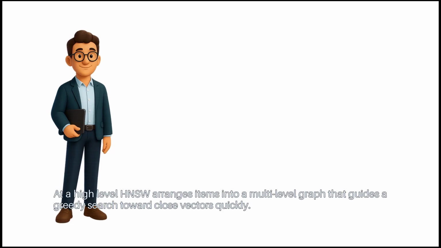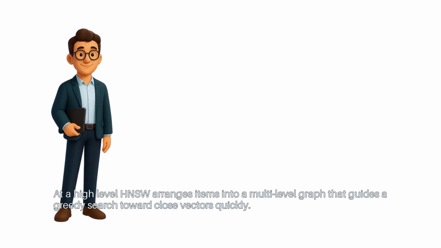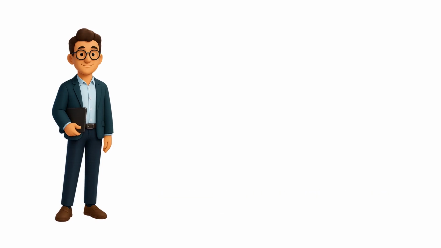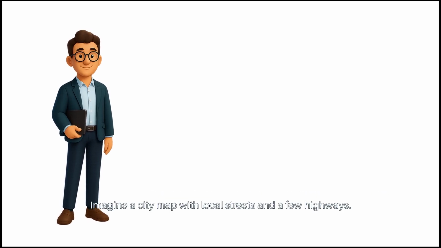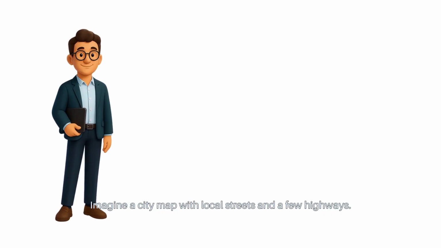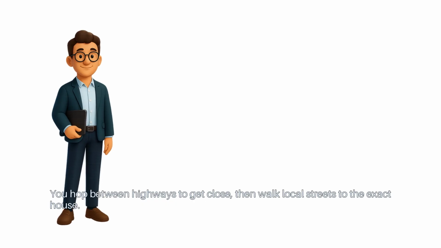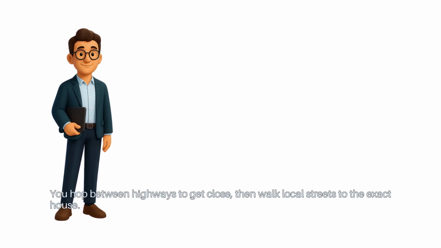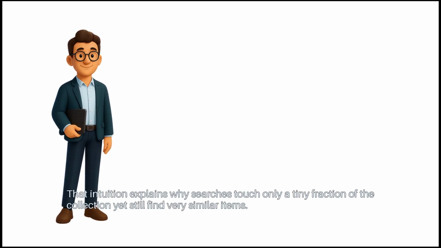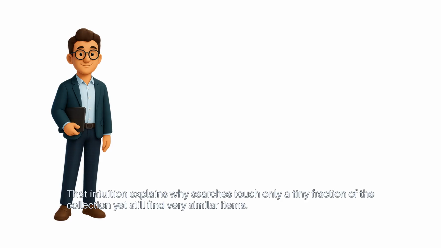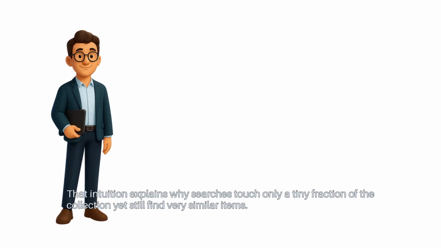At a high level, HNSW arranges items into a multi-level graph that guides a greedy search toward close vectors quickly. Imagine a city map with local streets and a few highways. You hop between highways to get close, then walk local streets to the exact house. That intuition explains why searches touch only a tiny fraction of the collection, yet still find very similar items.